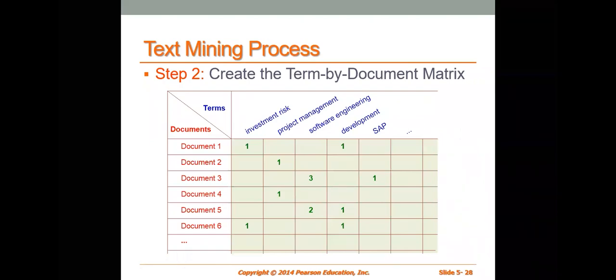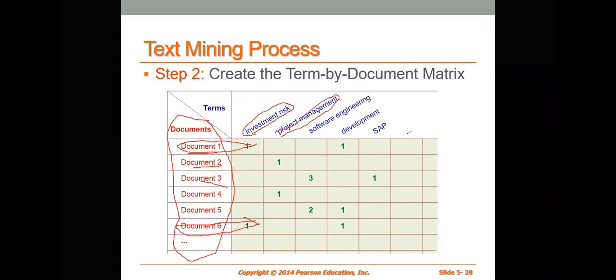Second is a term document matrix. As I told you, this is a very important step, where you link the terms with the documents. Look at this diagram and see how the terms and documents are interlinked with each other. In this column you have all the documents: document 1, 2, 3, 4. In the terms, for example, the specific term investment risk is in document number 1 and document number 6, right? Now see project management. Which document is it in?